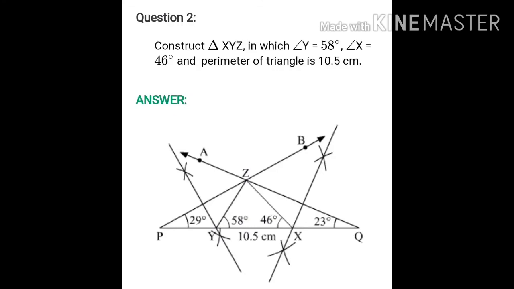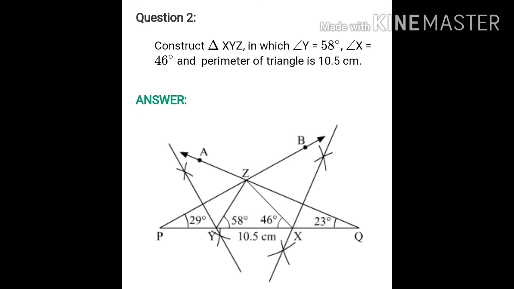Okay. Next, question number 2. Construct triangle XYZ in which angle Y is 58 degrees, angle X is 46 degrees and the perimeter of the triangle is 10.5 centimeters. As you know, first of all we have to draw the base by taking the measure of the perimeter. So here the base is PQ, 10.5 centimeters. Then angle Y is given as 58 degrees, so half of 58 degrees is 29, so angle P is 29 degrees, and half of angle X, that is half of 46, is 23, so angle Q is 23.